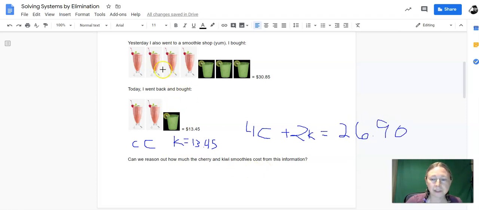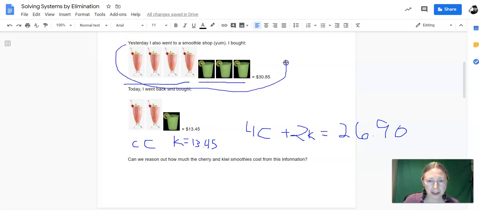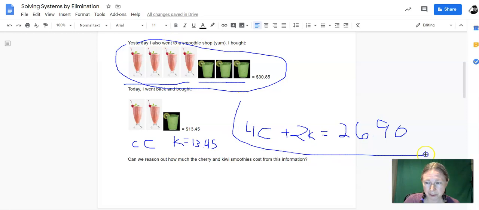So if I take the difference of these 2 situations now, this is a little more straightforward. Here I've got 4 cherry smoothies and 4 cherry smoothies down here, and then 3 kiwi smoothies and 2 kiwi smoothies down here, and this is $30.85, and that's $26.90. So if I double this purchase, I get information that I can work with that would help me actually eliminate one. The difference between this purchase yesterday and double today's purchase here is 1 kiwi smoothie.